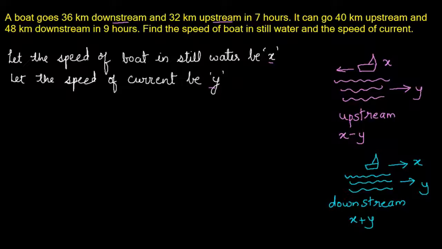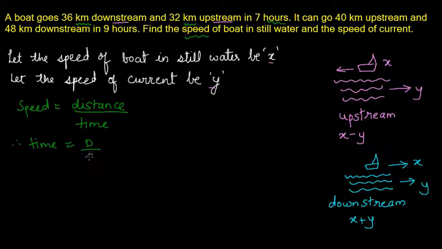Now we also know one more thing. We know that speed is equal to distance over time. In the question we are given time for travel, that is, a boat goes 36 kilometers downstream and 32 kilometers upstream in 7 hours. So distance in kilometers and time in hours are given, and you need to find out speed. So we'll be using this formula, speed is equal to distance upon time. Therefore time is equal to distance upon speed.